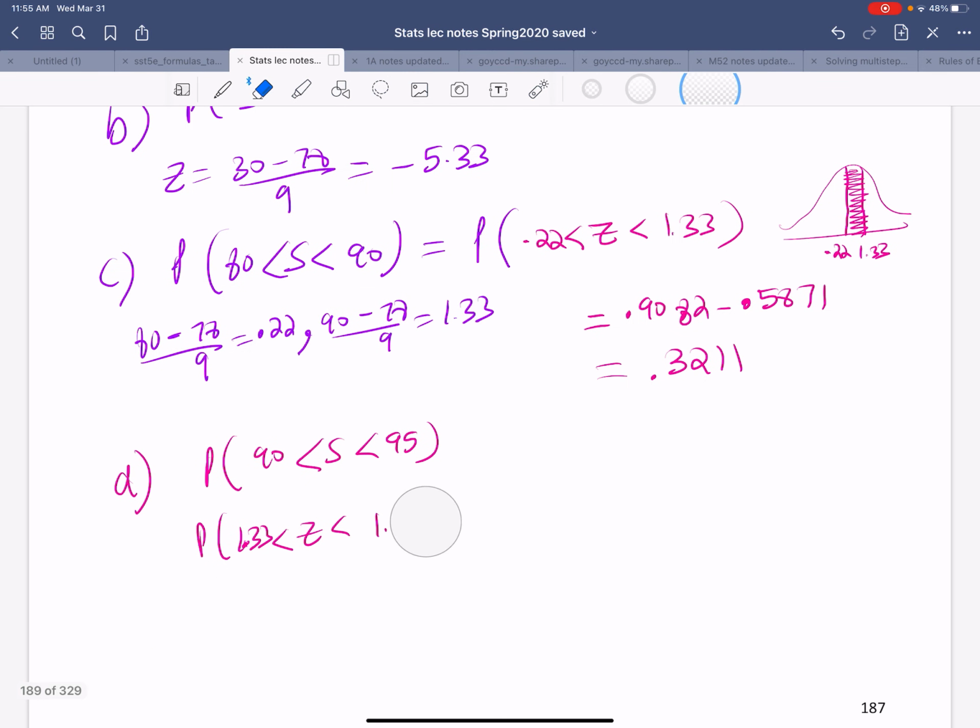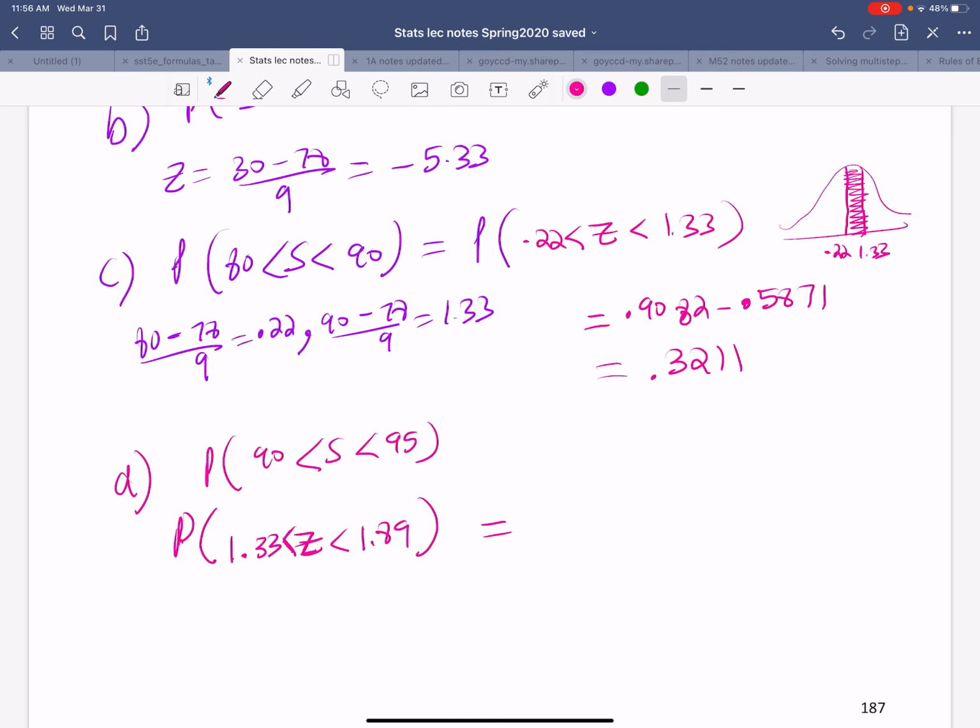So I found both the z-scores. 1.33 is less than 1.89. So what's the area that lies between 1.33 and 1.89? Again, we'll find the area to the left of 1.89 and then find the area to the left of 1.33 and subtract the two areas.